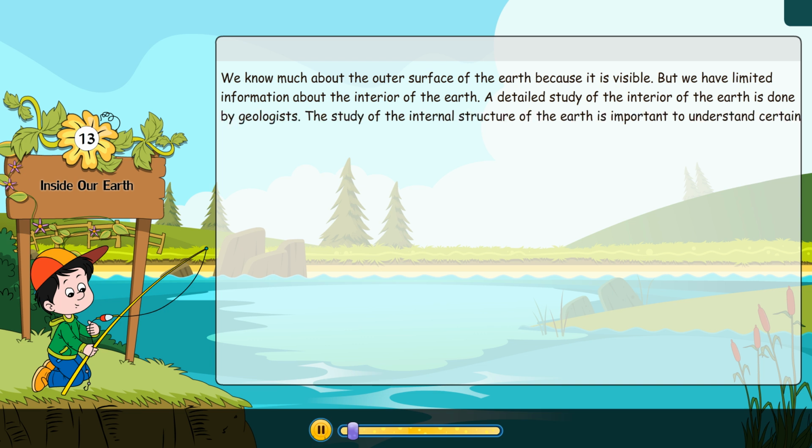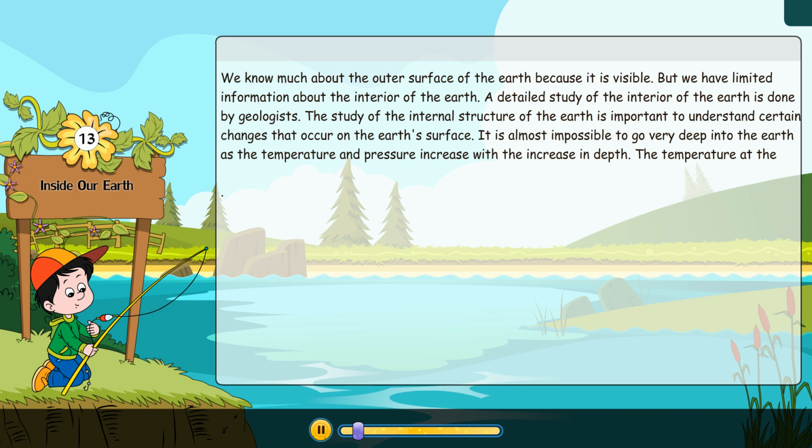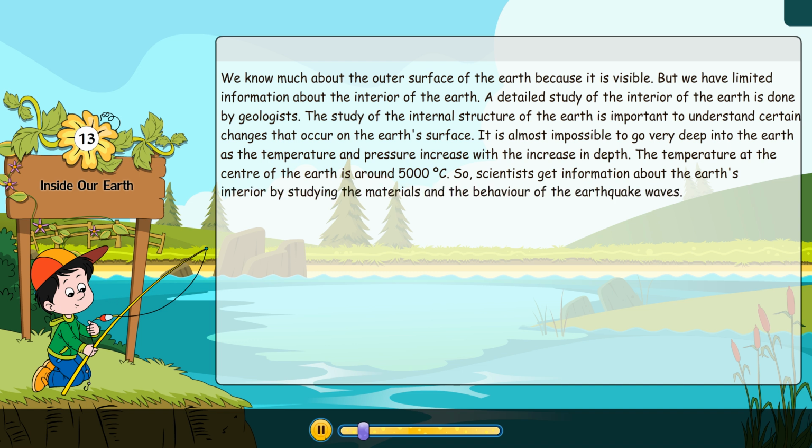The study of the internal structure of the Earth is important to understand certain changes that occur on the Earth's surface. It is almost impossible to go very deep into the Earth as the temperature and pressure increase with the increase in depth. The temperature at the center of the Earth is around 5,000 degrees Celsius. So, scientists get information about the Earth's interior by studying the materials and the behavior of the earthquake waves.